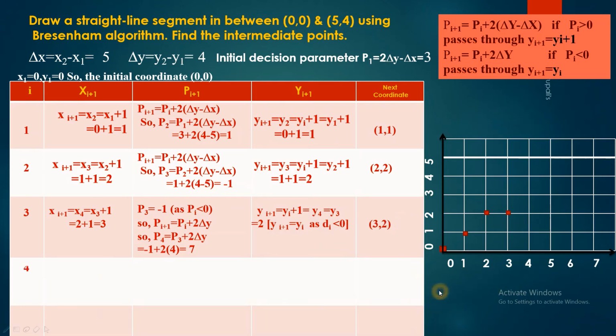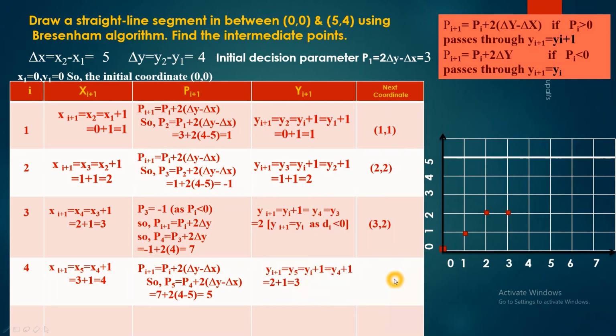Now, the fourth case. The fourth time, we increase x by 1, and it becomes 4. The previous decision parameter is positive. Which case? First case. So, calculate the next decision parameter, it is 5. If it is the first case, then yi is the next y coordinate, so it becomes 3. So, what is the next coordinate? It is 4, 3. Plot 4, 3.